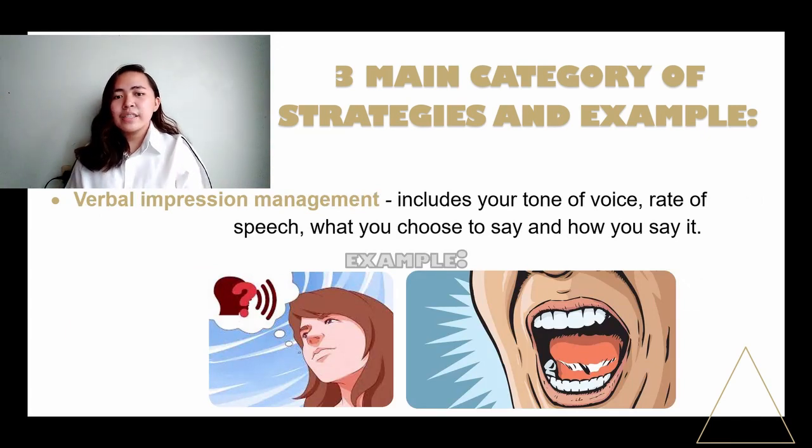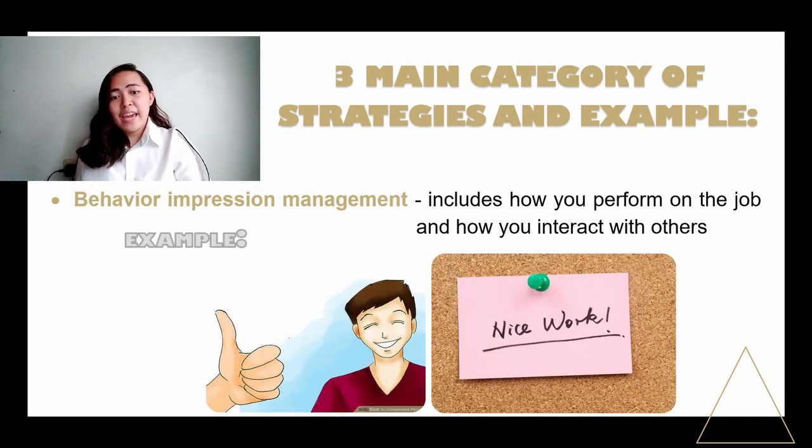The second is verbal impression management. This includes the tone of your voice, pace of your speech, and what you choose to say and how you say it. By managing how you project yourself in this way, you can alter the impression that others have of you. For example, if your voice has a high pitch and is shaky, others may assume that you are nervous or unsure of yourself. The last one is behavioral impression management. This includes how you perform on the job and how you interact with others. Complimenting your boss is an example of a behavior that would indicate impression management.